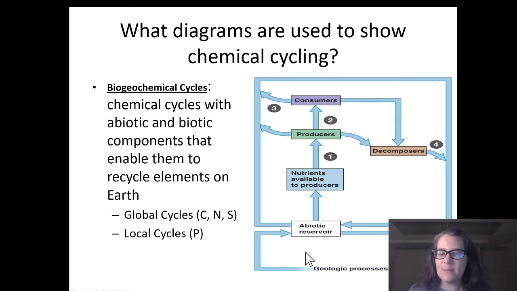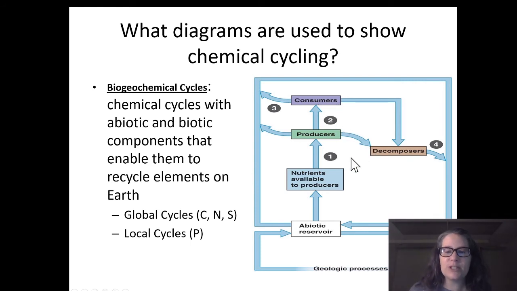Abiotic reservoirs can be things like air, water, or rock material, or different nutrients and minerals inside the rocks, the different chemicals, non-living factors housed in the rocks. But these cycles also can include biotic factors, or living things.